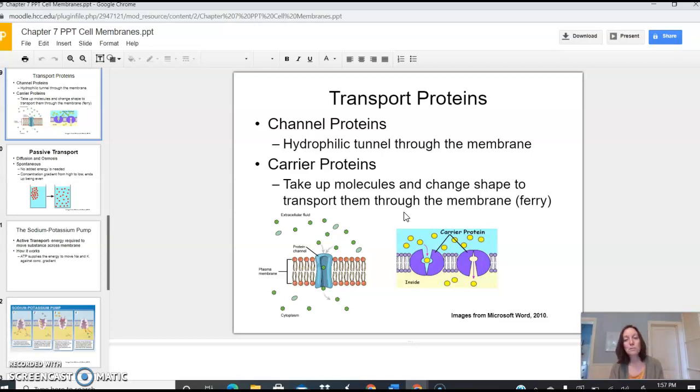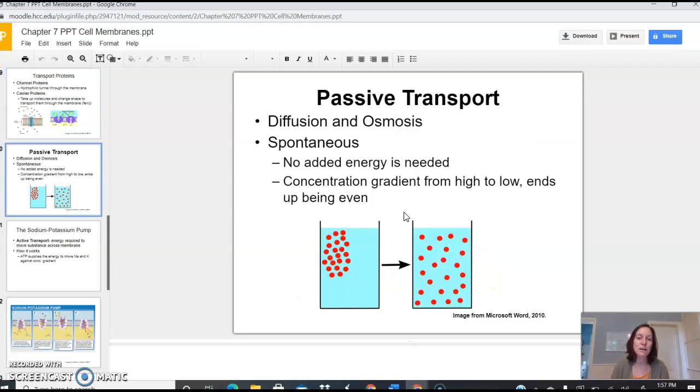So carrier proteins often require energy to do their function. They will sometimes need what's called ATP, adenosine triphosphate, which is the energy currency for the cell, to move those molecules back and forth. Channel proteins, and what we just saw previously with the small molecules just diffusing through the membrane, don't take any energy, and that's called passive transport. Diffusion and osmosis are examples of this. Spontaneous, meaning no added energy is needed.